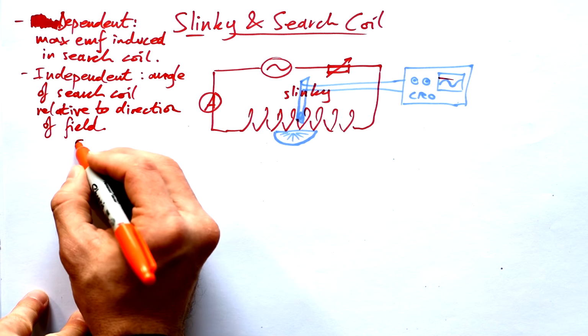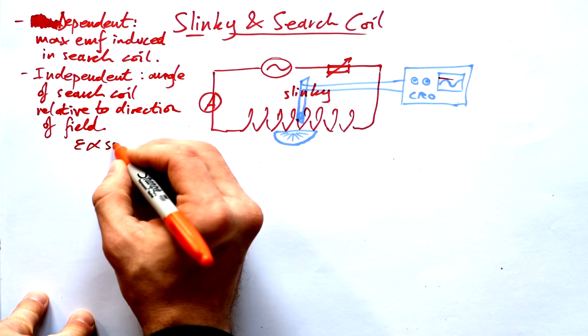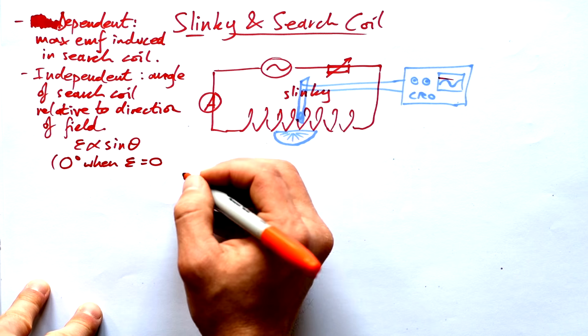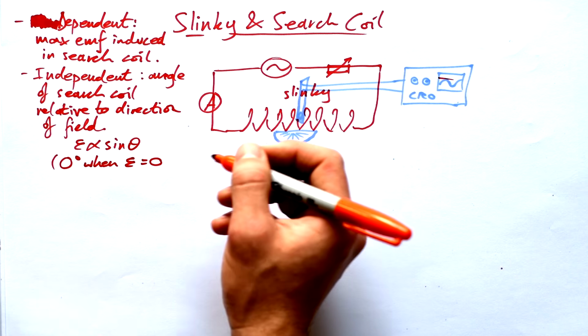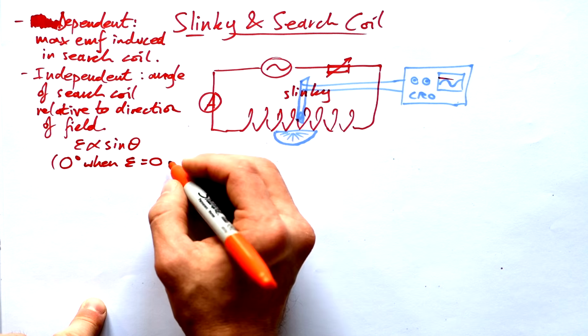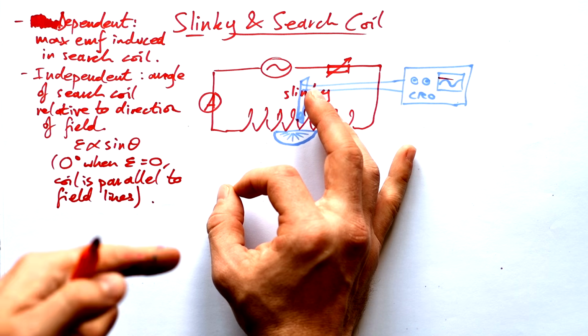Ultimately, we want to prove that EMF is proportional to, well, not theta, but sine theta. So at 0 degrees the EMF equals 0. And you might know that the EMF is going to be 0 when the coil is parallel to the field lines, so there's no flux going through the area of the coil.